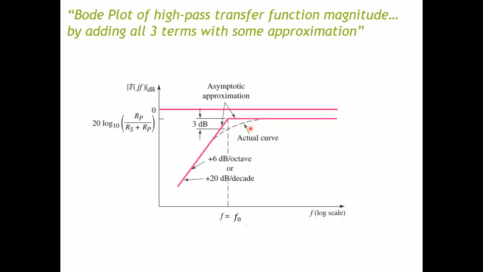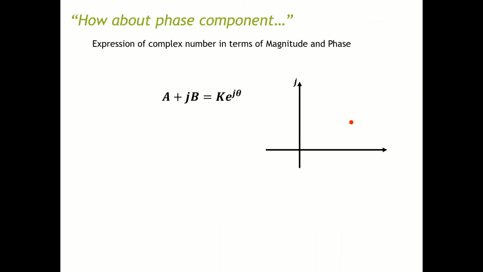If you want to know what the actual gain at the corner frequency is, it's the k factor minus 3 dB, and this point is 3 dB below this pink line up here. So how about the phase component of our transfer function?